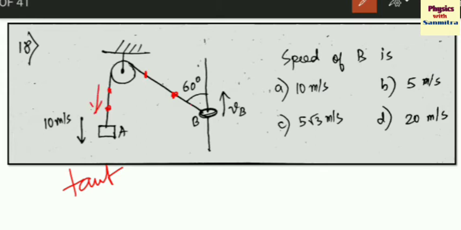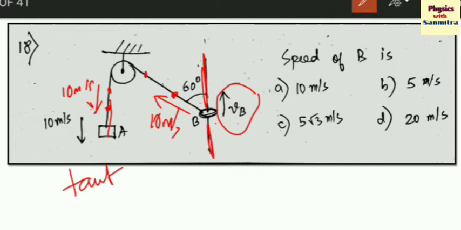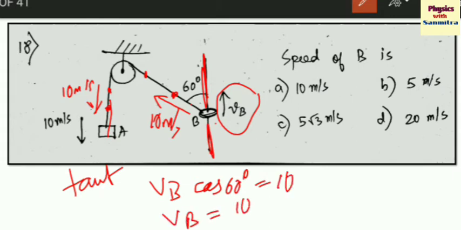See, this particle will be moving with a velocity of 10 meter per second because it is directly connected. So a particle here will also move with a velocity of 10 meter per second. Now the component of velocity of B along this rod, along this thread, is 10 meter per second. So I can write VB cos 60 degree is equal to 10. So VB is equal to 10 by cos 60 degree, 10 by half, that is 20 meter per second.